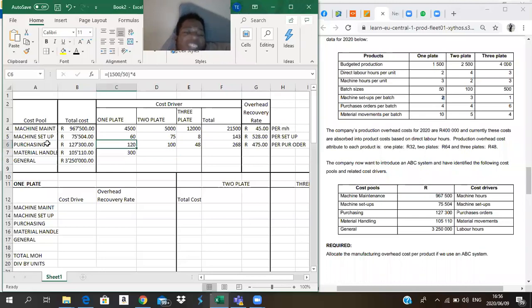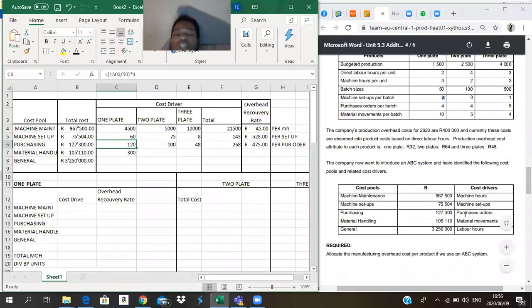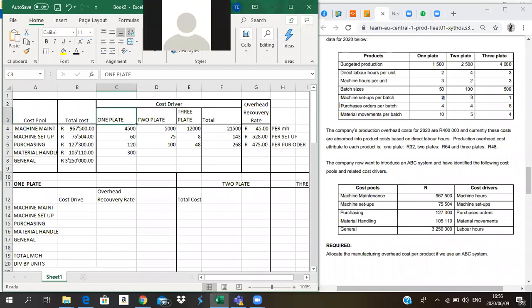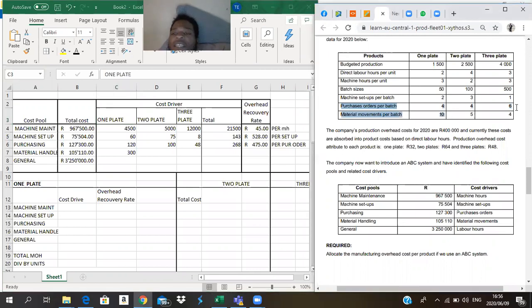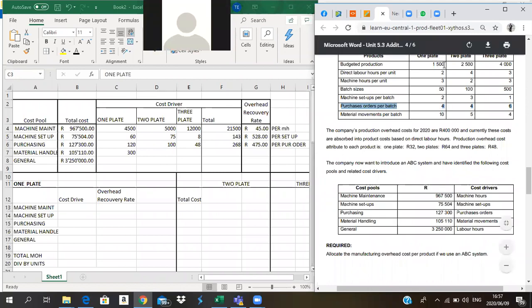120, you're dealing with purchasing. And then they said here about purchasing, the cost driver is purchase orders. So you need to get the number of purchase orders for one plate. Here's the information about one plate. They say that for one plate, you have 4 purchase orders per batch. So you also need to get the number of batches first and then multiply that number of batches with the purchase orders, which is 4. So if you take this 1.5 again, divide by this 50, multiply by this 4, you will get this 120.